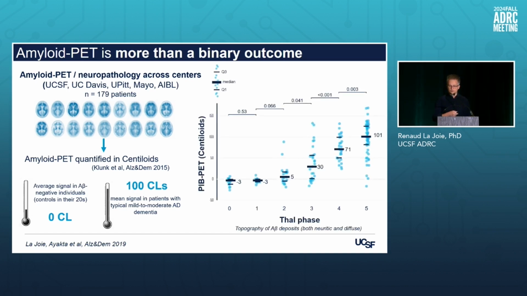When you plot centiloid values against Thal phase, so another measure of amyloid pathology at autopsy, you can see that there's really a stepwise increase. Maybe at very early stages of amyloid pathology, Thal phase 1 and 2, you don't really see clear elevation, but then there's a stepwise increase. And you really see that the data is not binary, there's really a gradient. And so it's a little hard looking at this to determine what threshold we use. How would you binarize this data?